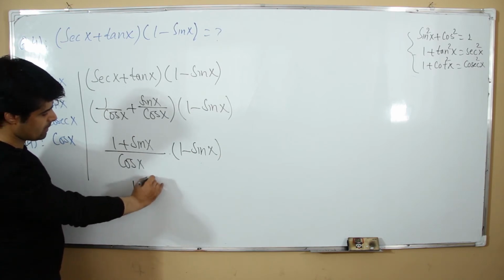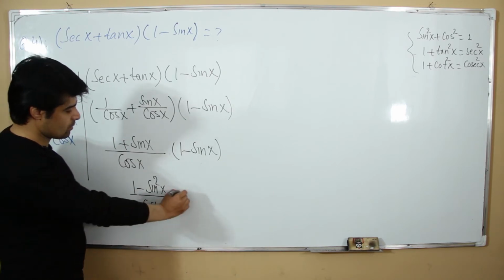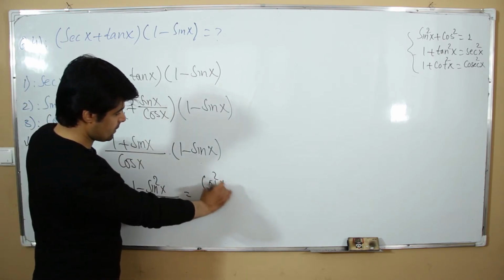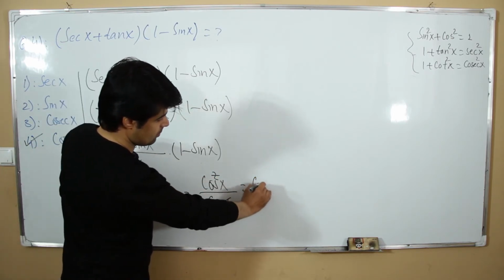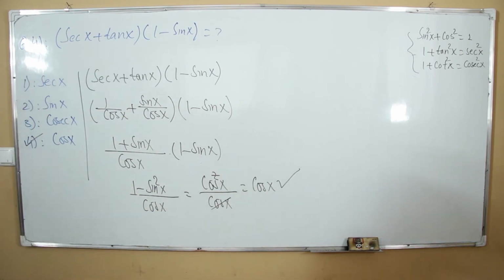It is 1 minus sine square of x divided by cosine x. This one is 1 minus sine square. It is cosine square of x divided by cosine x. It is cancelled. So the answer is cosine. Write it, please.